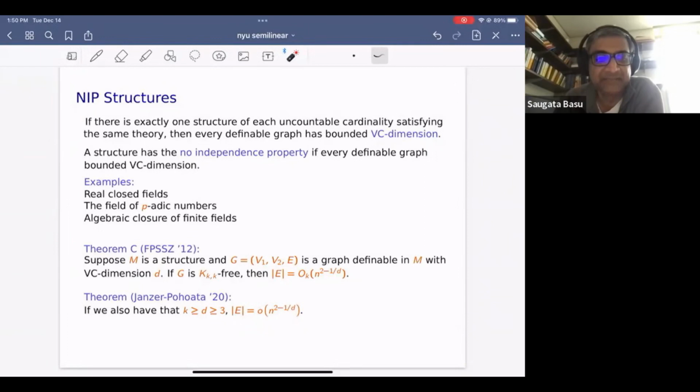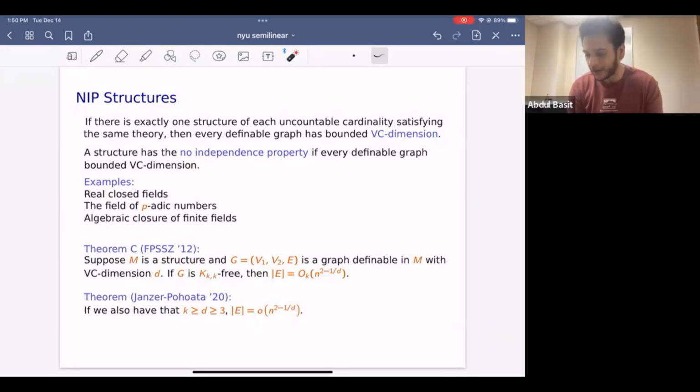But just to make clear, the first two examples, real closed fields and p-adic numbers, their theories are not categorical. They are NIP, but not categorical. I see. Okay. So this should not have anything to do with categoricity.